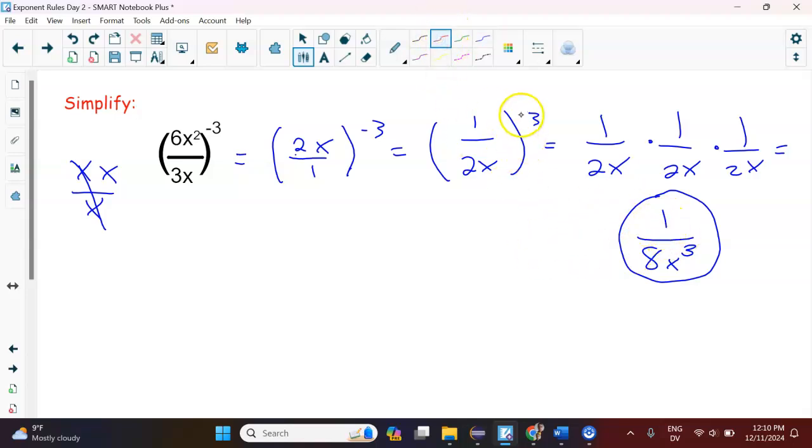If you got here, you can also distribute it, right? You'd have 1 cubed over 2 cubed times x cubed, and then that'll get you the same thing. 1 cubed is 1, 2 cubed is 8, and then just leave the x cubed. So kind of different routes, but with positive exponents, to me, expanded form is super helpful because otherwise you've got to memorize all these different rules, and if you can't remember them all, expanding them out is nice. The only thing is expanded form is not great when you have a negative exponent.